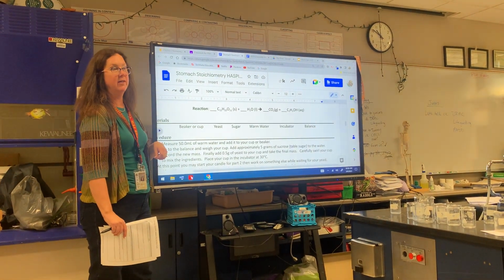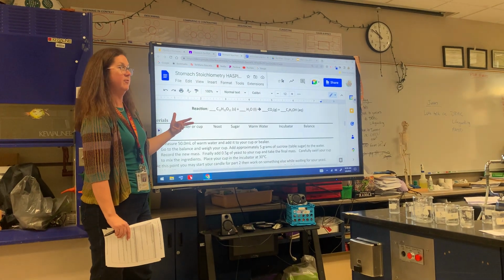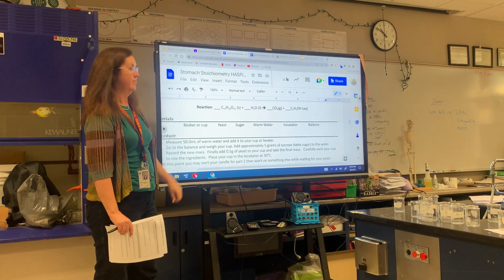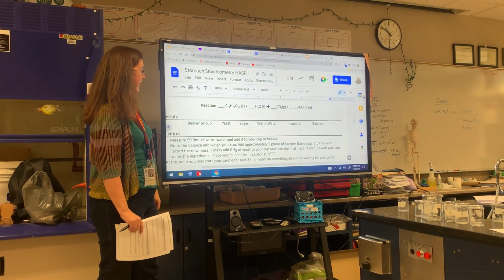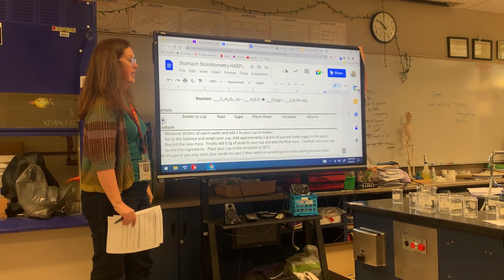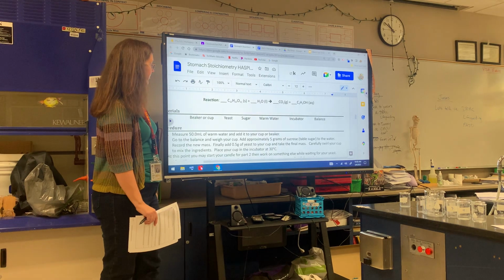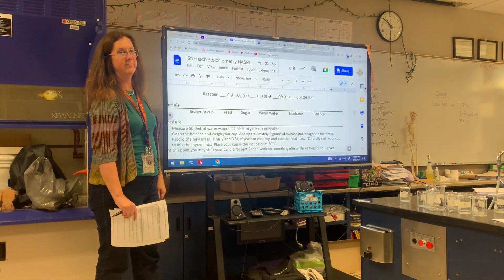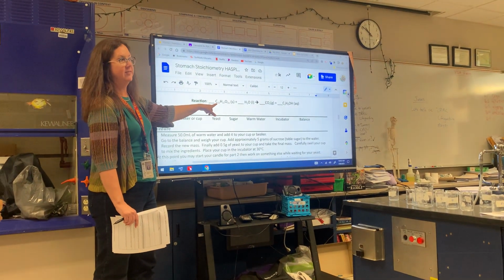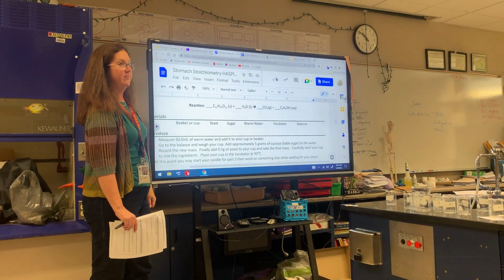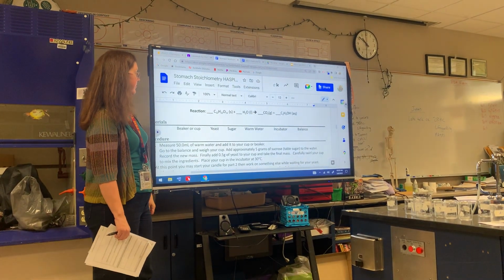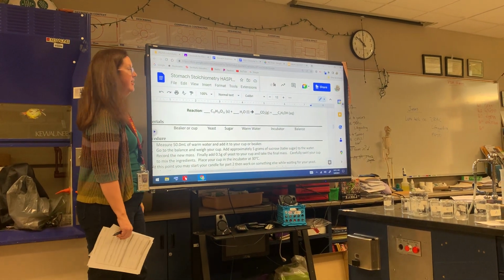C12H22O11. That's just a series of letters and numbers. But what molecule is that? I'll give you a hint. It's in this list somewhere. And it's not the balance. What molecule is that? It's sugar. One of those things, and it wasn't the balance.